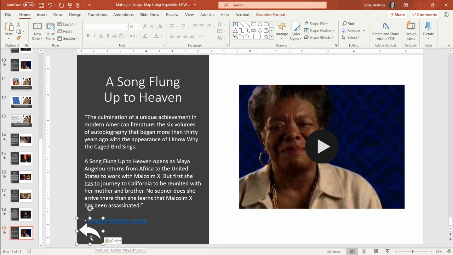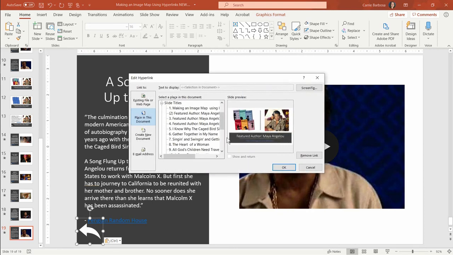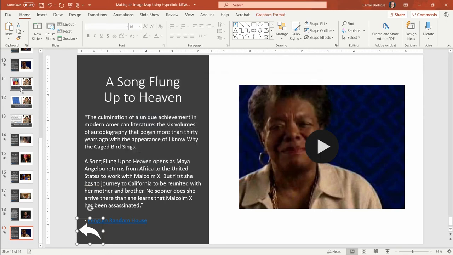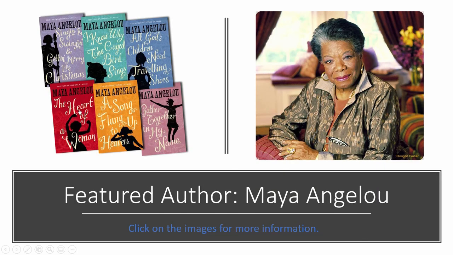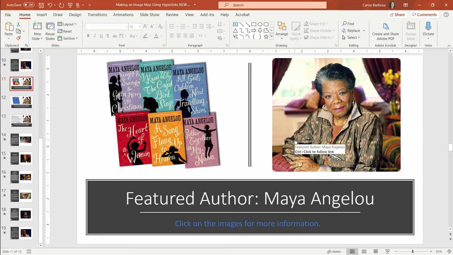Notice also when I have copied these, when you hover over it, it has the featured author there. So let me do Control K. Notice how it automatically copied the link as well, so I didn't have to make the link on every single slide. All right, so let me go ahead and demo that real quick. So I want to go there. I only made the two links so far. Heart of a Woman, back. The song Flung Up to Heaven, back. That is as easy as that.